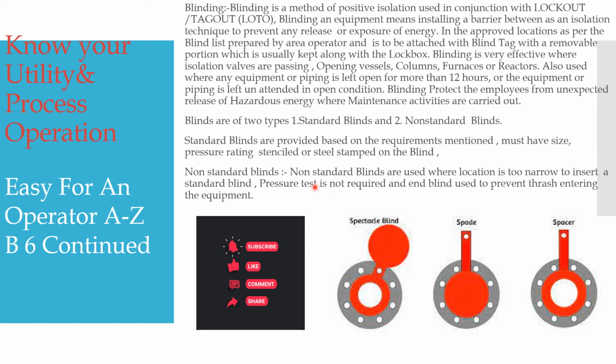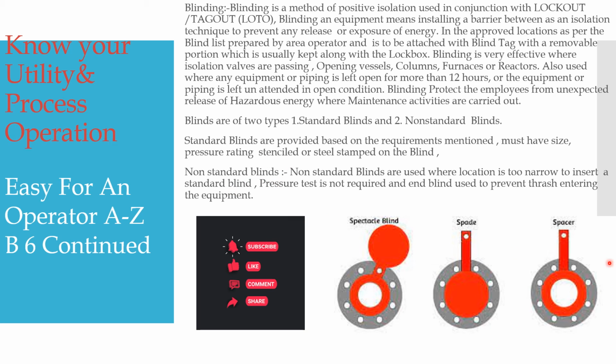Another type is non-standard blinds. Non-standard blinds are used where the location is too narrow to insert a standard blind, or pressure test is not required, and an end blind is used to prevent trash entering the equipment. Non-standard blinds can be used after discussion with the area owner or operator with the maintenance department. So where standard blinds cannot be provided, in that case non-standard blinds are provided.